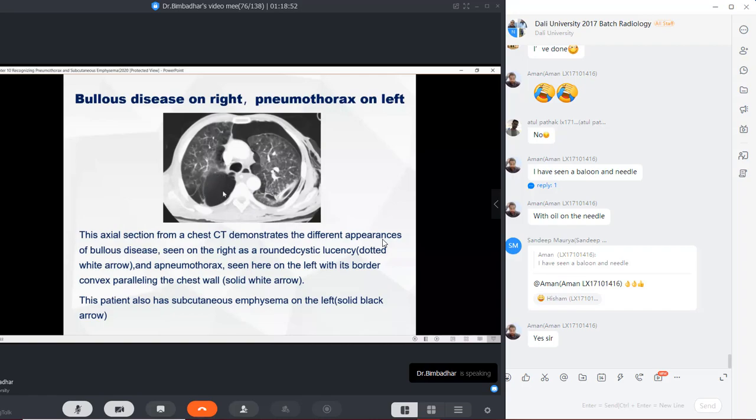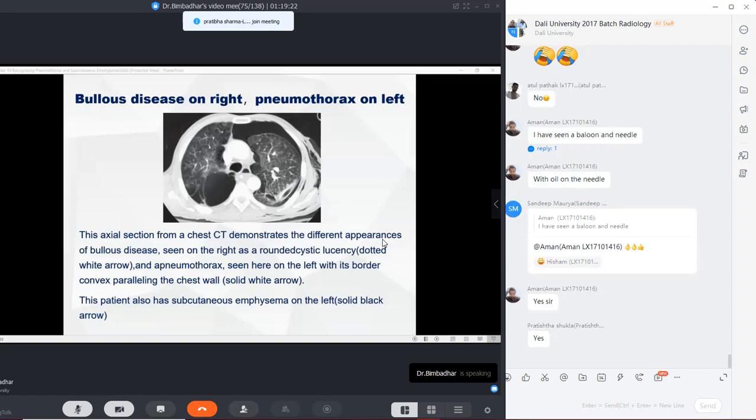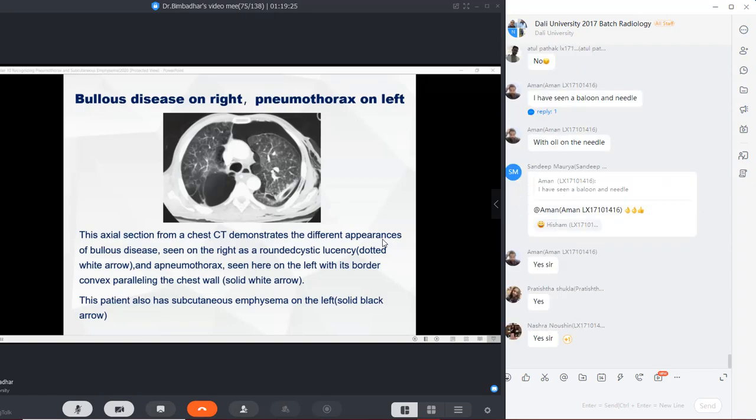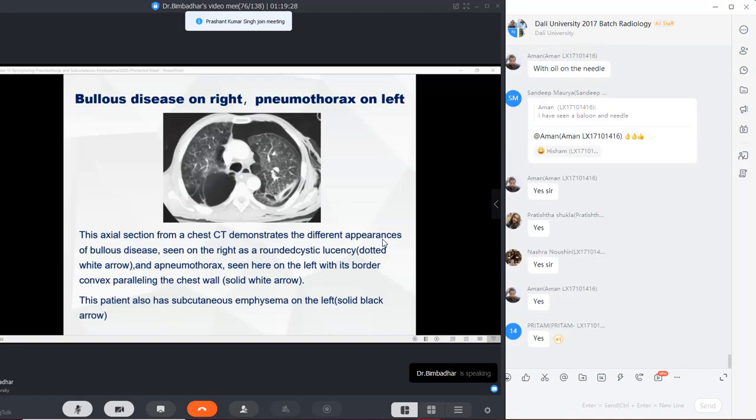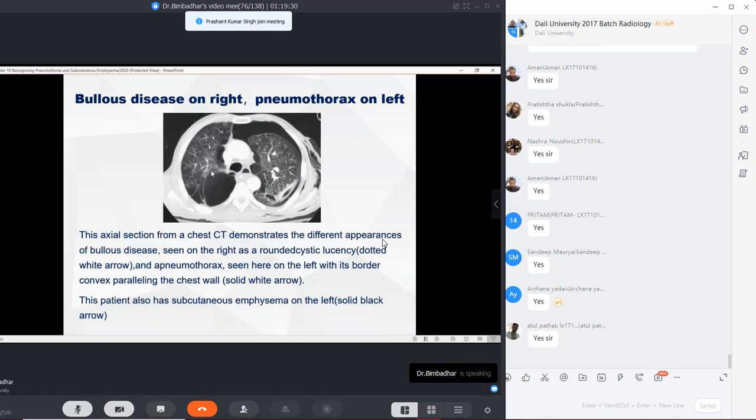But compare it to the irregular hyperlucent area along with the visceral pleural line. Both of them have absent lung markings, but this is a bullous emphysema that is present here, and this is a pneumothorax that is present on the left side. Okay, now I think you have understood what exactly I'm talking about. Is this clear? Yes, no? People, respond, please. Yes, bullous emphysema is round and running perpendicularly, but this one is running parallel.